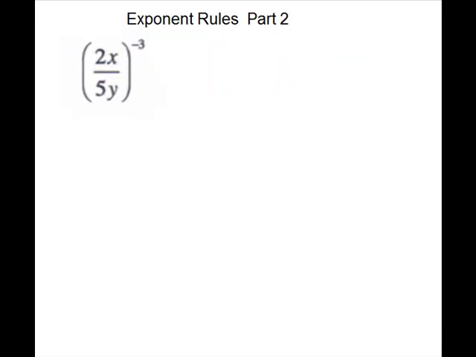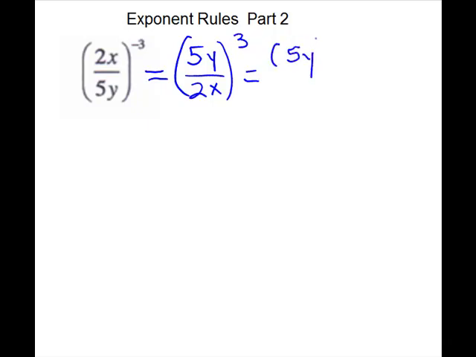Here's another example with a negative exponent on the outside of a fraction. So it will apply to the whole fraction. We can go ahead and invert the fraction. So the 5y will go up, the 2x will go down. The outside exponent becomes positive. And then you can take it with the numerator and the denominator. So 5y to the third over 2x to the third.